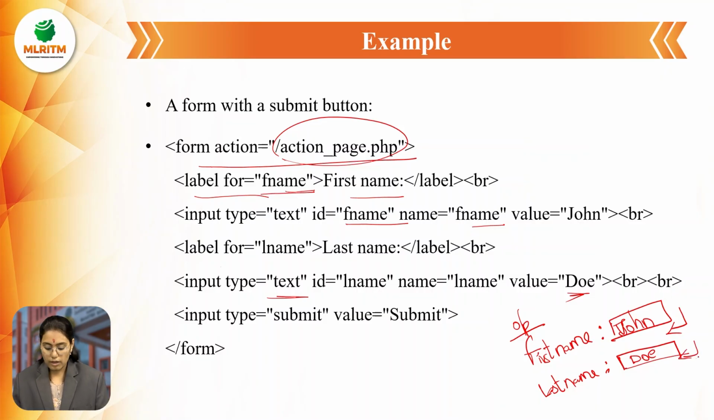And next line. After giving the two inputs, we want a submit button. Input type equal to submit, value equal to submit. Now you are going to create a submit button. By clicking the submit button, the form data will be handled.